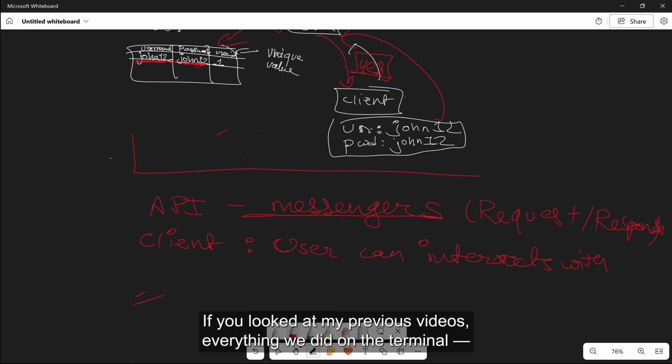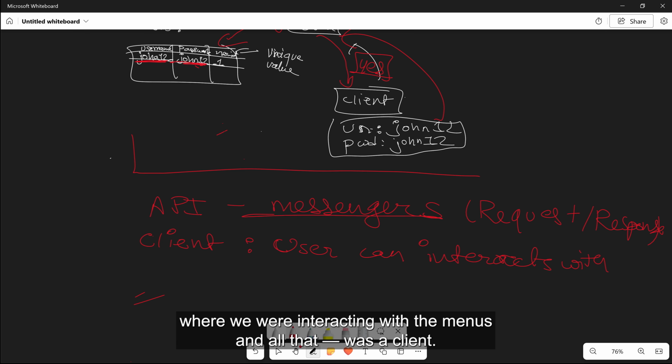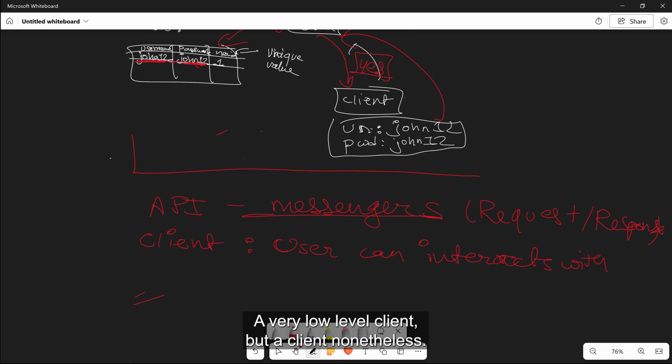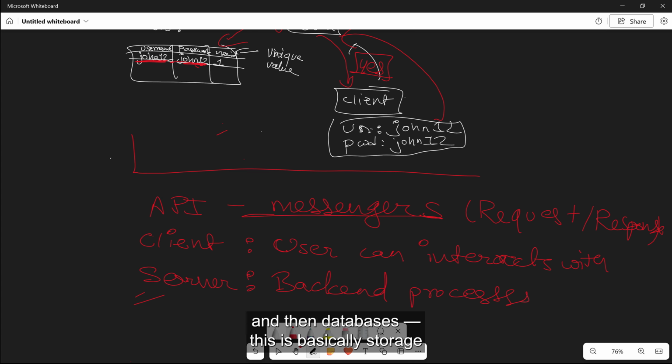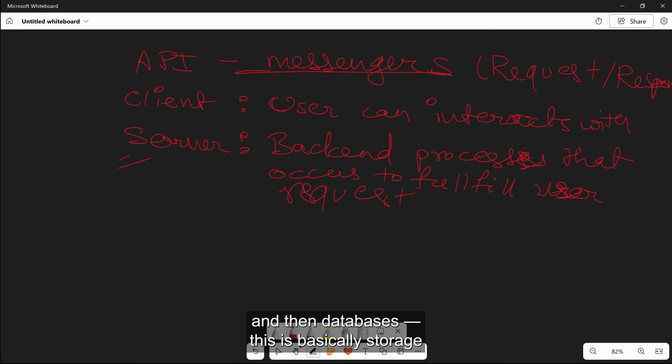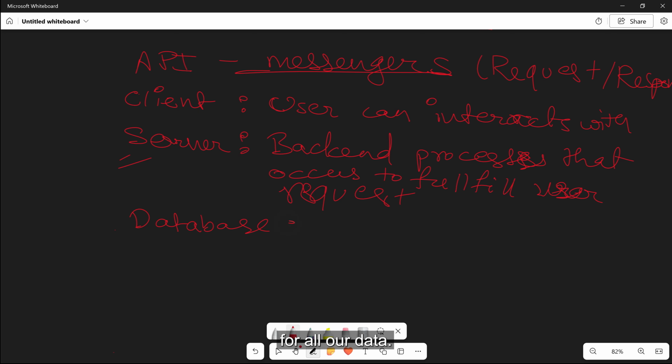If you have looked at my previous videos, everything we did on the terminal, while we were interacting with the menus and all that, was a client, a very low level client, but a client nonetheless. Servers are the backend processes that occur to fulfill user requests. And then databases. This is basically a storage for all our data.